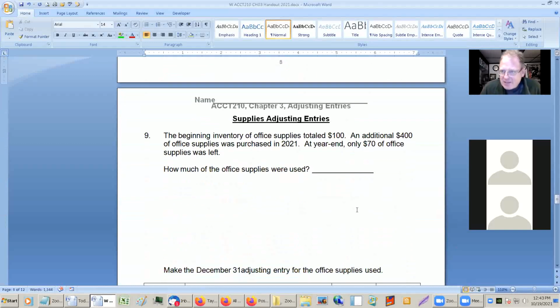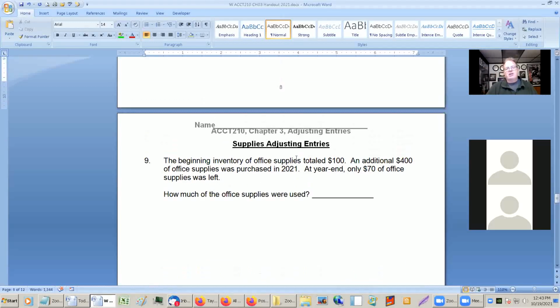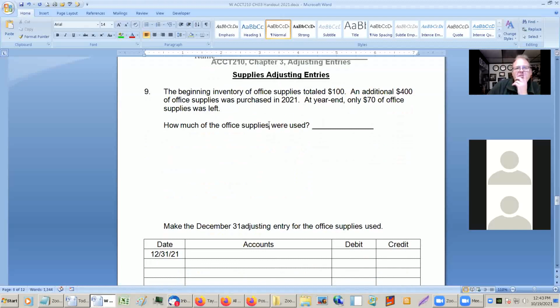We put these last because they have the most calculations. Sorry about that. They have the most calculations, and it's just more involved. And it also kind of leads into, we're going to do a chapter on inventory, which is very similar to what we're going to be doing here.